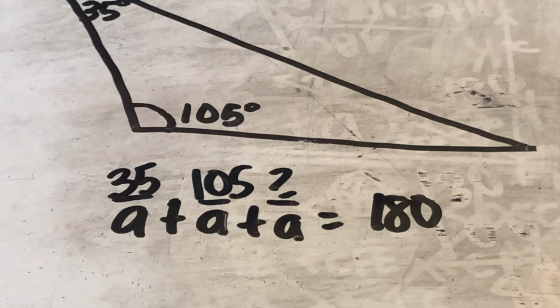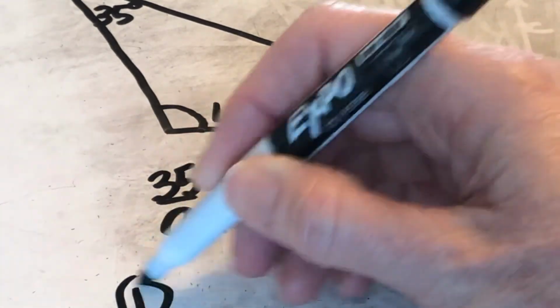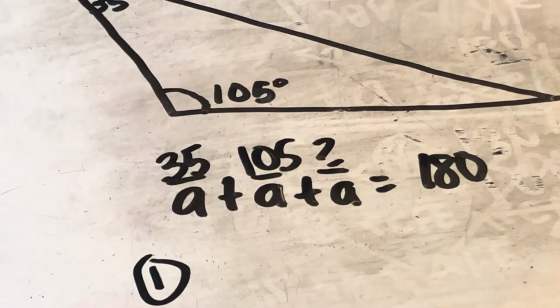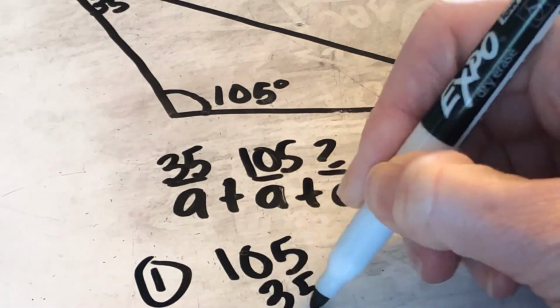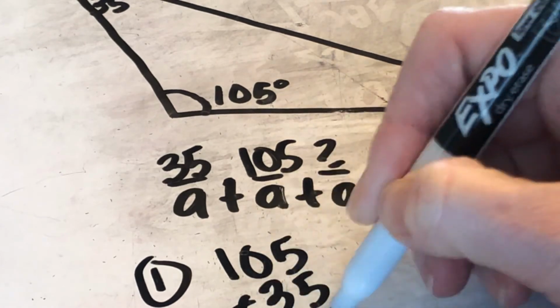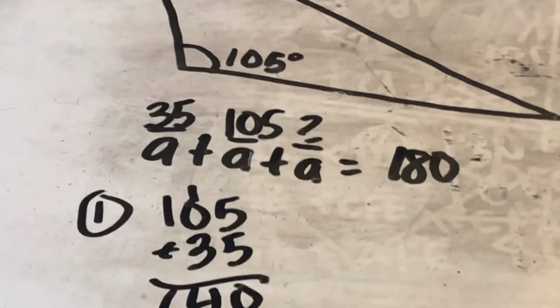Step one, what do we have to do for step one? What did I say we had to do first? Step one, we're going to add 105 and 35. That's going to be the first thing I do. 5 plus 5 is 10. Carry 1. I have 140 so far.